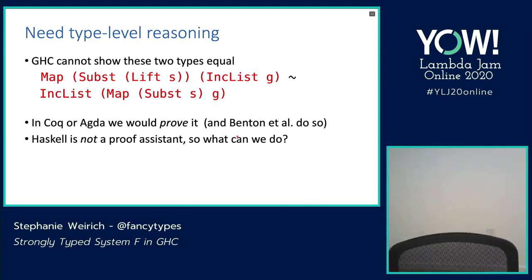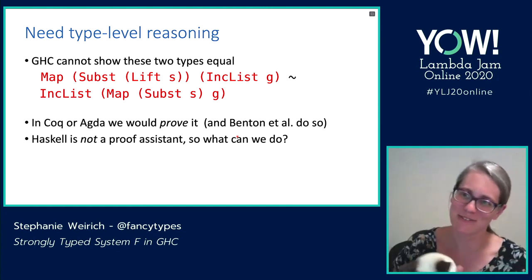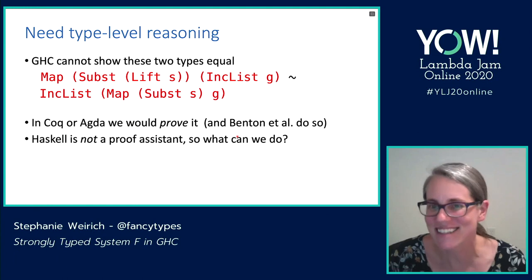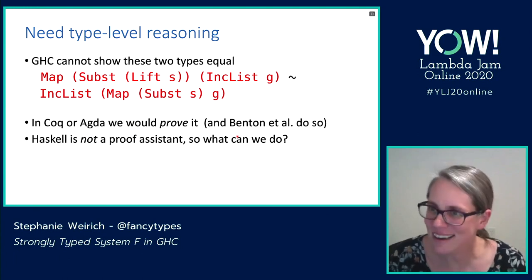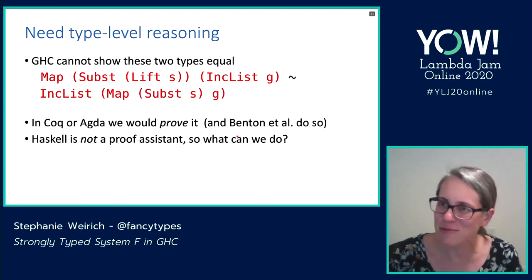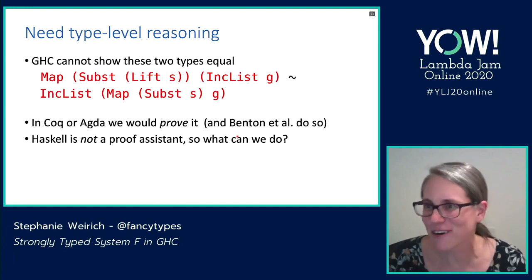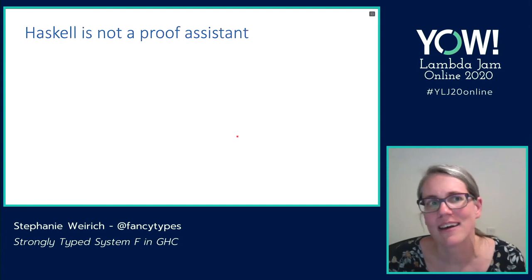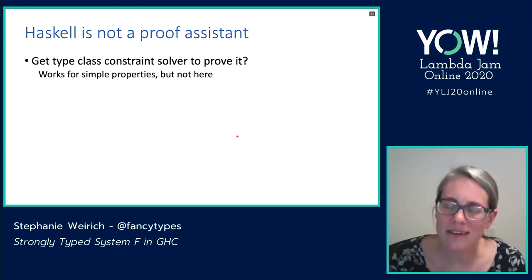So what do we do? What do we do? We don't have a proof theory. Haskell's not a proof assistant. Are we stuck, right? How do we make this term type check? Is this the end for our strongly typed term representation of System F? We can't really do it.